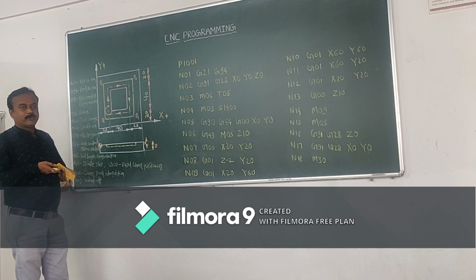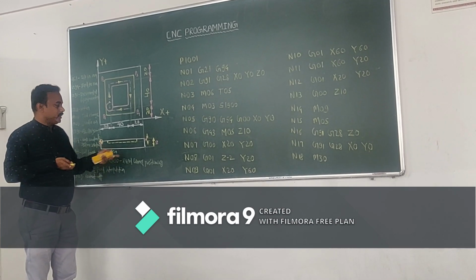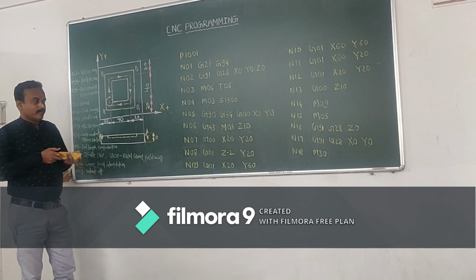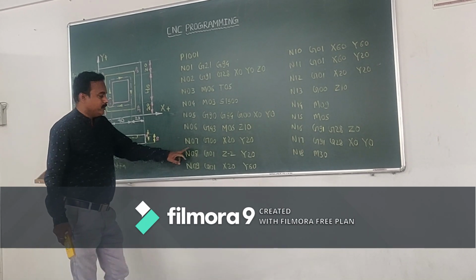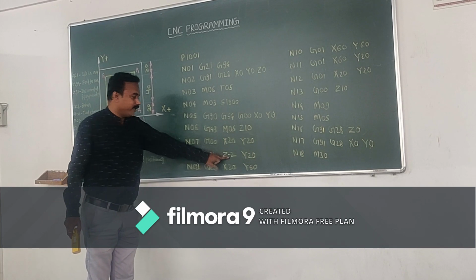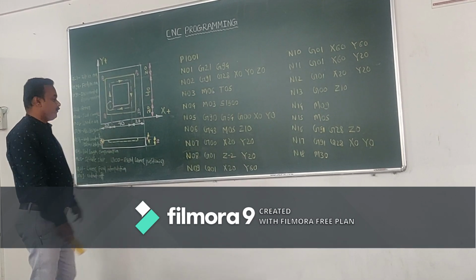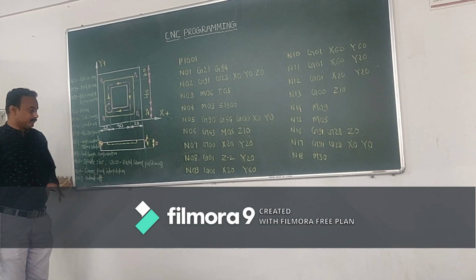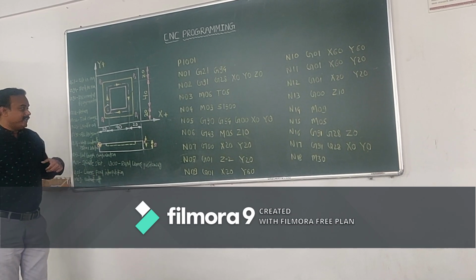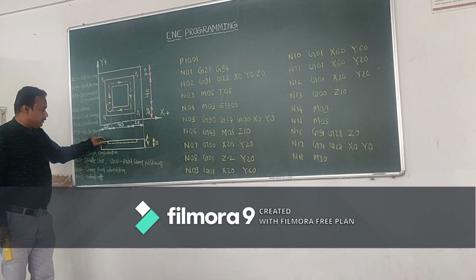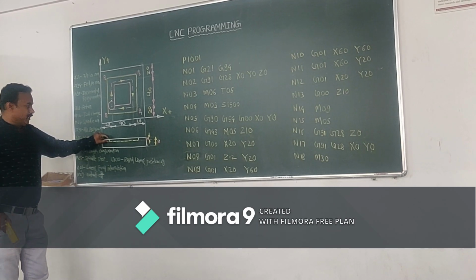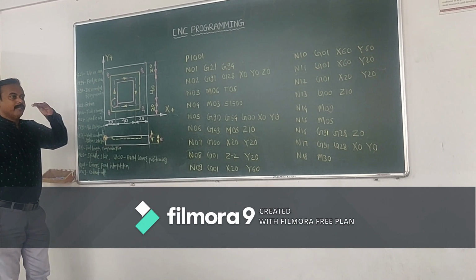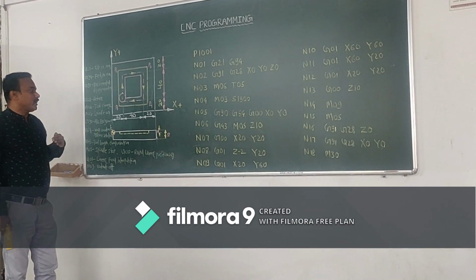Now how to start that operation? Your operation has a depth of 2 millimeter cut. For that, the next step given is G01, Z-2 and Y20. Now G01 I have already explained, linear feed interpolation. Z-2 means, whatever may be the depth, Z minus is nothing but below, and Z plus is nothing but the upward direction.